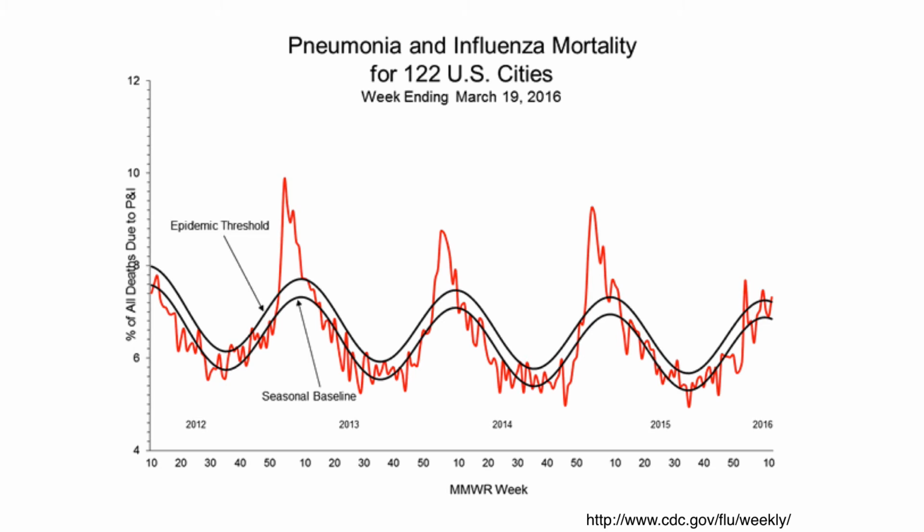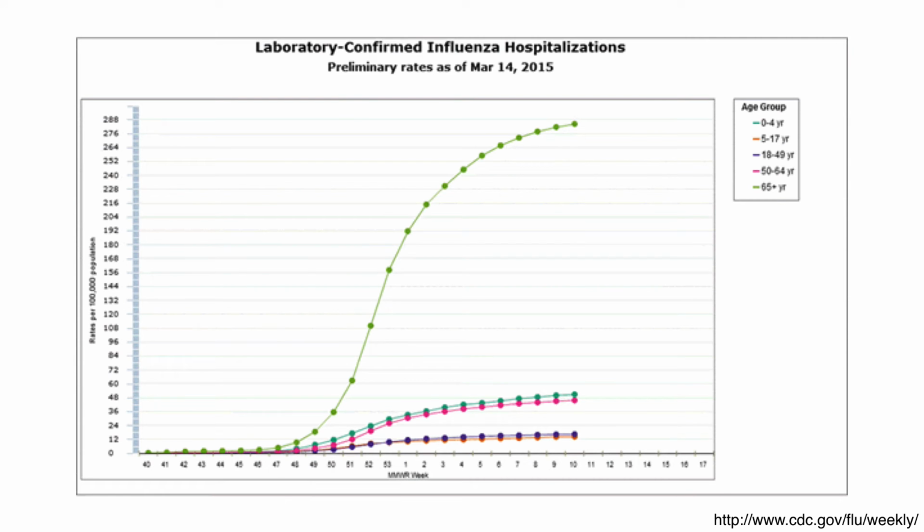Now, in 2015, this is the graph of laboratory confirmed flu hospitalizations. So this is throughout the US. You can also go to the New York City health department website. They give you the same information for New York City. So you can see here, these are different age groups, but the biggest curve is 55 years and up. So these are the people that really get sick with flu. They go to the hospital, they're admitted.